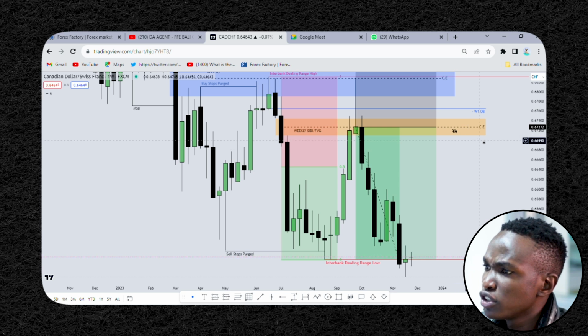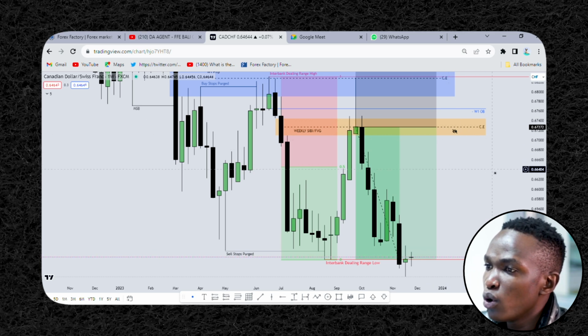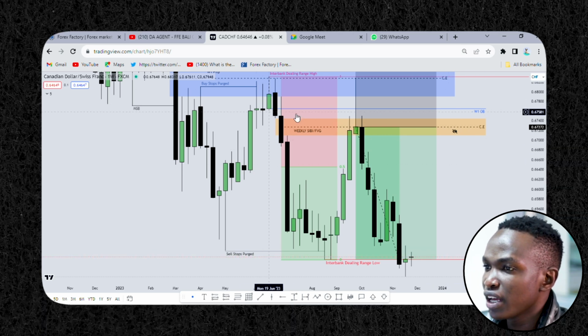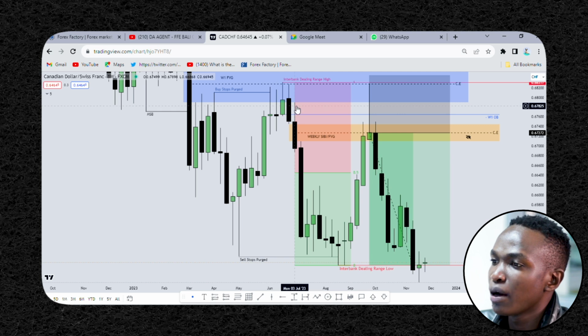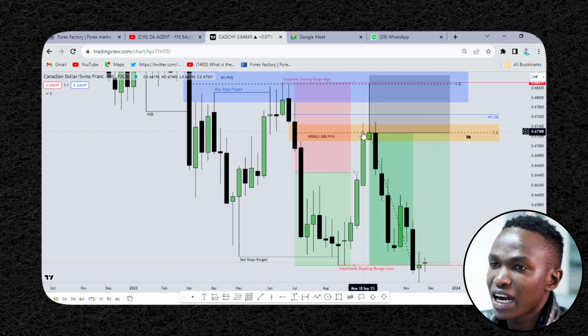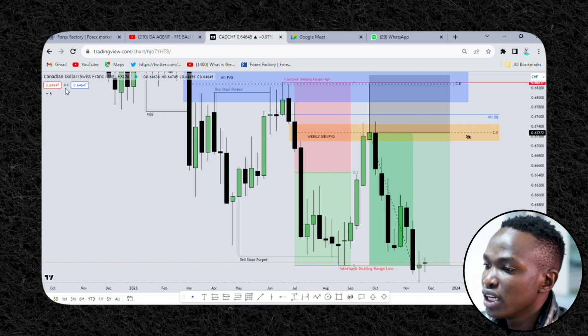This is what you see labeled the CE, the consequent encroachment. Remember, we told you a valid order block is the order block which is having a displacement. You can clearly see this order block. The price came back to the premium zone so as to mitigate two PD arrays. We had this premium PD array and the premium fair value gap. This is the CAD CHF on the weekly time frame.